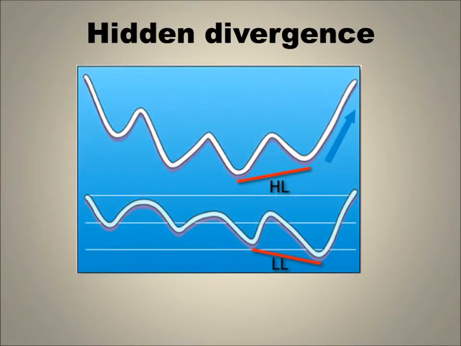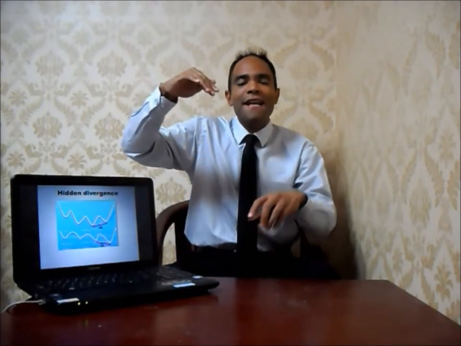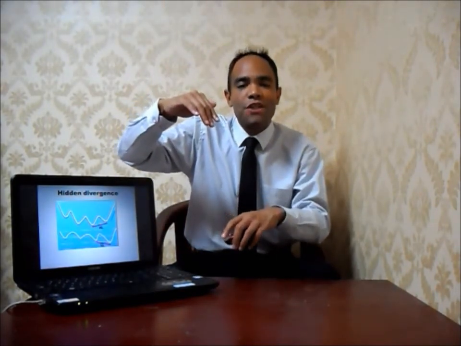Okay, so now let's talk about hidden divergences. It's similar, but there is a small difference. On the price chart above, the valleys are getting higher, as indicated here with HL, higher lows. However, on the oscillator chart on the bottom, the lows are getting lower. So price is heading in one direction, the oscillator is heading in the opposite direction.